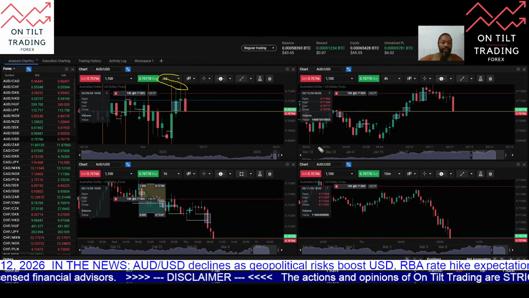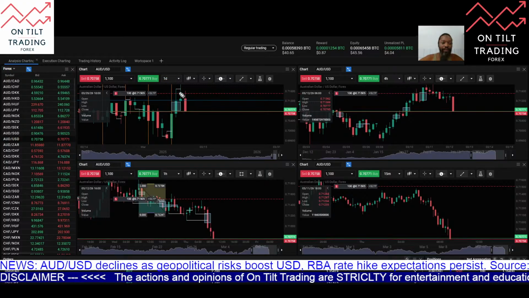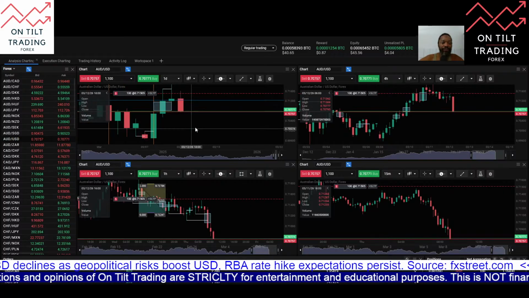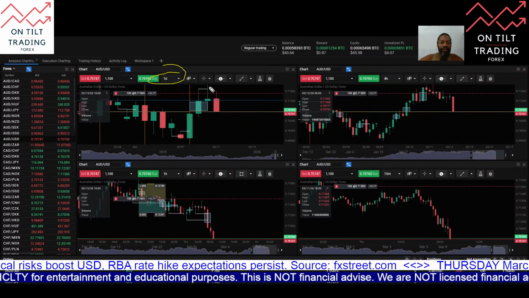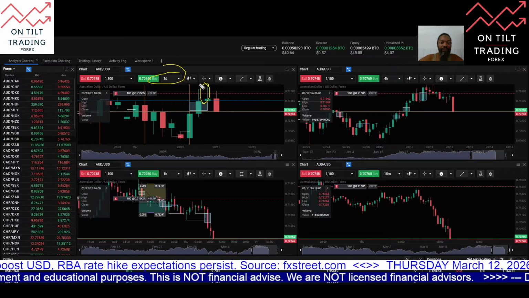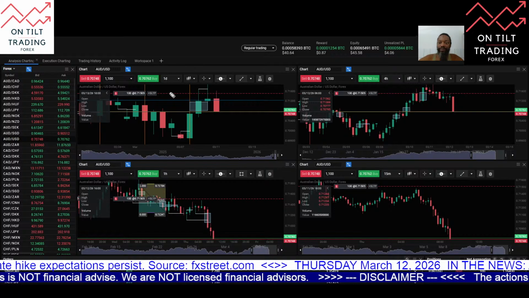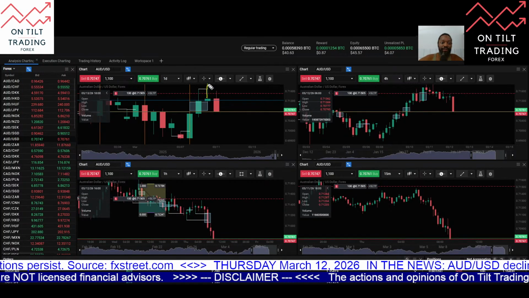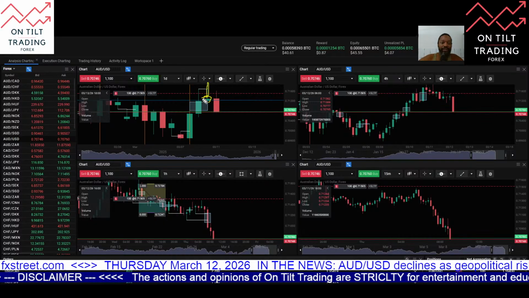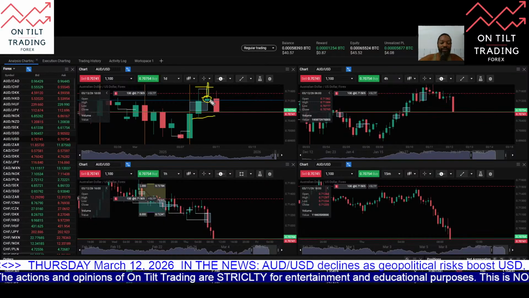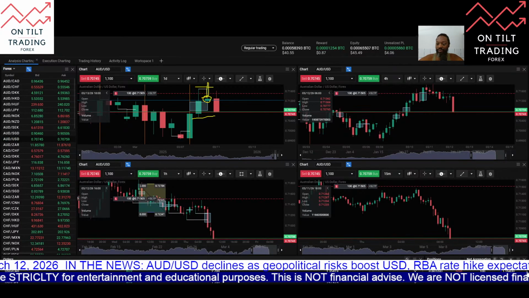So here on Aussie dollar, there is a sweep of day before yesterday's high. Here on the daily chart, here is yesterday's candle. Here is day before yesterday's candle. You can see yesterday's candle trades above the range of day before yesterday's candle and then closes inside the range of day before yesterday's candle. This gives me a sell side draw on liquidity.